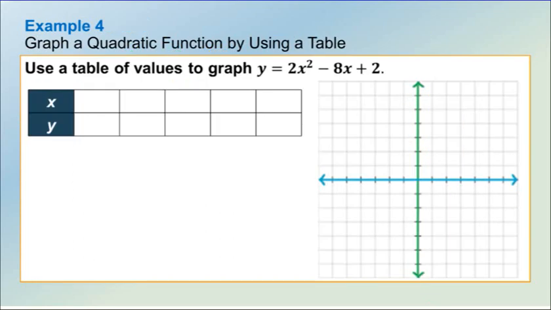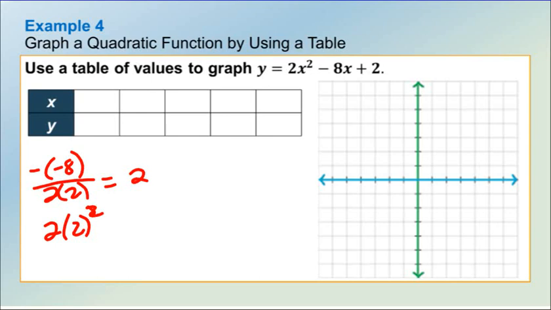Next, example 4, use a table of values to create a graph. The first thing I would still do is find the axis of symmetry. So I would have -8, divide that by 2 times 2, will give us 8 divided by 4, which will give us 2. Then 2 times 2 squared minus 8 times 2 plus 2. So 4 times 2 is 8, minus 16 is -8, plus 2 gives us -6. So I have a point at 2, -6.